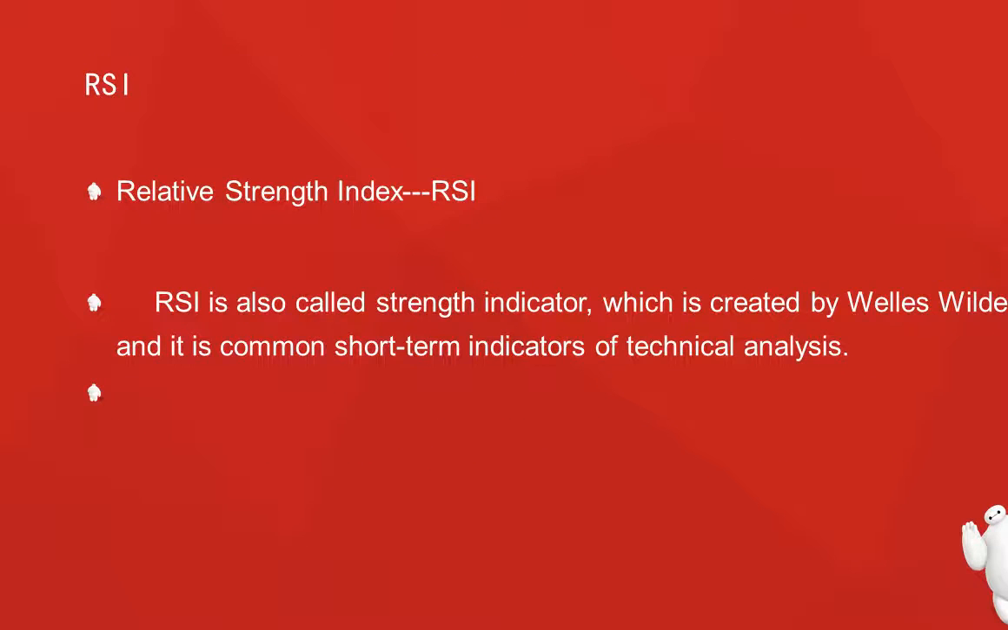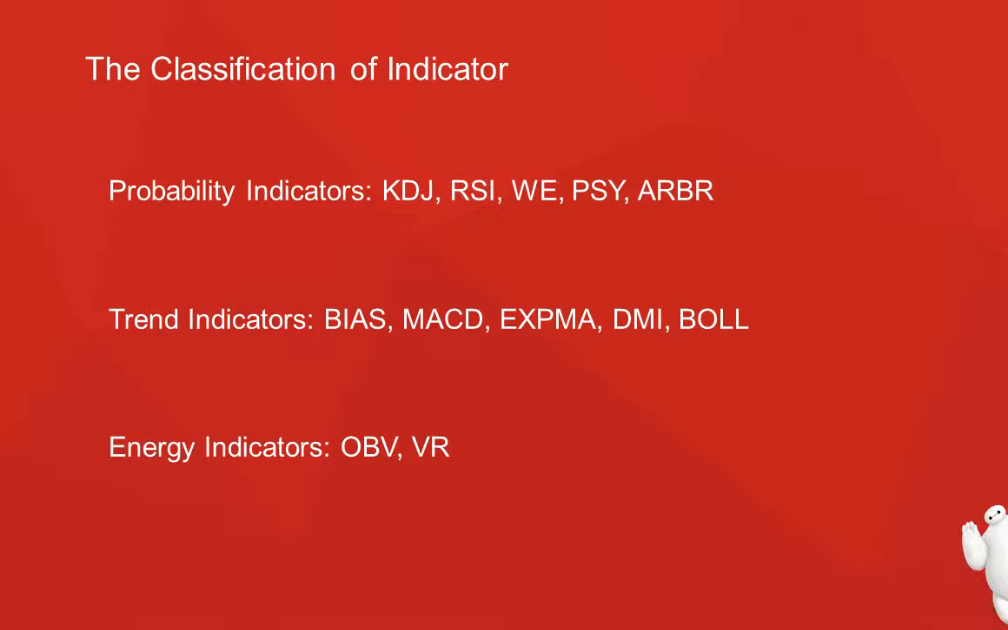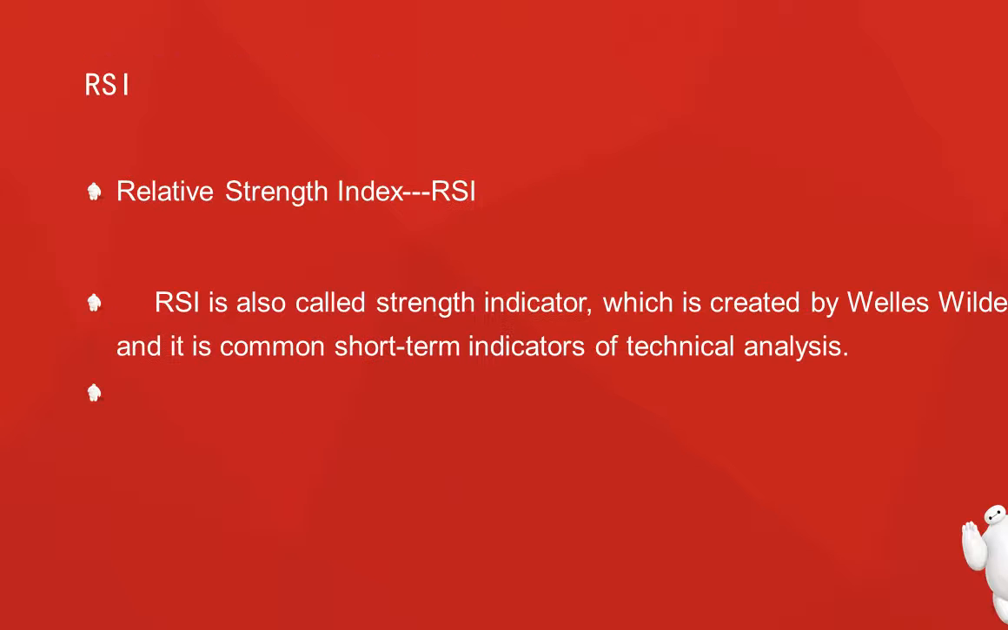Today we learned, so you should remember, these are all indicators. We cannot combine KDJ with RSI, with Vivian, with PSY, with ARBR, okay? We cannot do this. Last time I showed you how to combine the other indicators. Today I show you how to combine KDJ with MACD, okay?